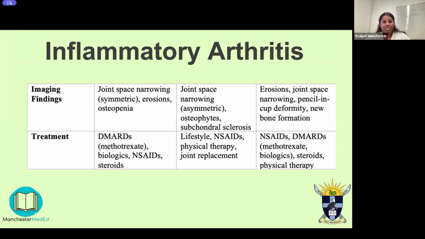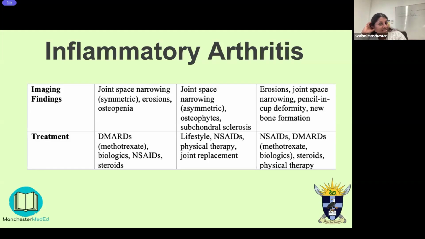So in rheumatoid arthritis, remember it's symmetric. You're going to have narrow joints, erosions of the joints and osteopenia. In osteoarthritis, you're going to have four main things. It's called LOSS. So first one is loss of the joint space or joint space narrowing. O is osteophyte formation. S is subchondral sclerosis. And the other S is, I cannot remember. Oh, it's subchondral cysts, so subchondral sclerosis and cysts are the two S's. And then in psoriatic arthritis, it would be the pencil-in-cup deformity. That's the main thing you need to know.